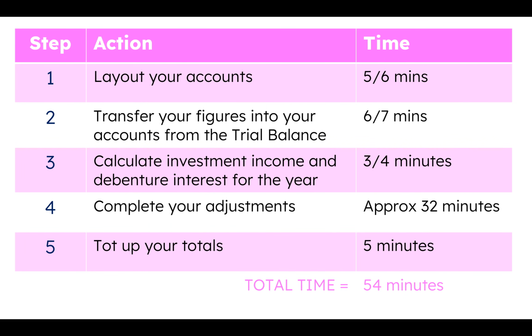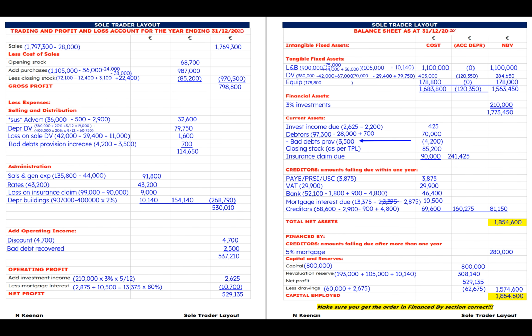Last thing you have to do then is tot up your totals like such. And it's very important for you guys to know, if you run out of time or anything, first thing you should do is tot these up because there could be a penalty of 2 marks. So that is the 2021 question 1 a sole trader final account complete there.